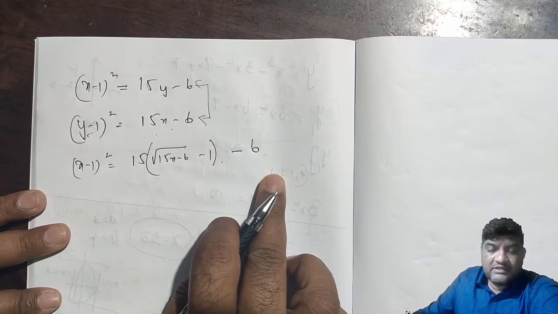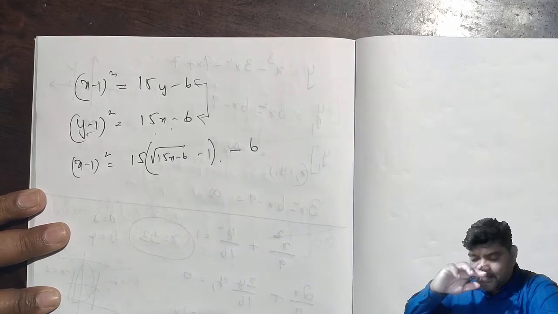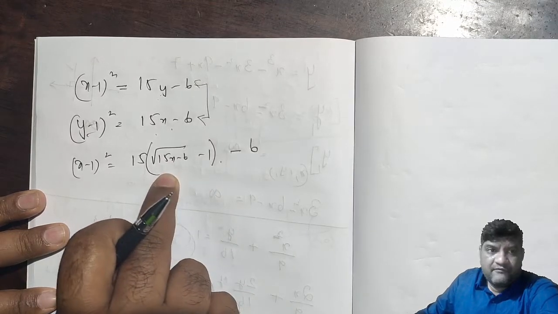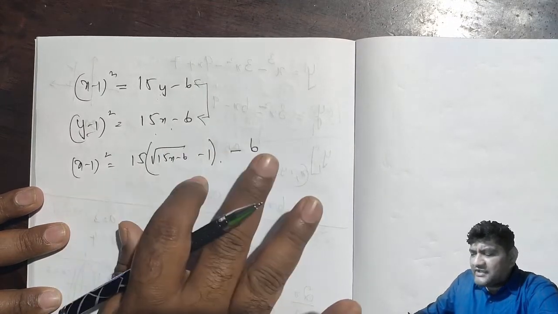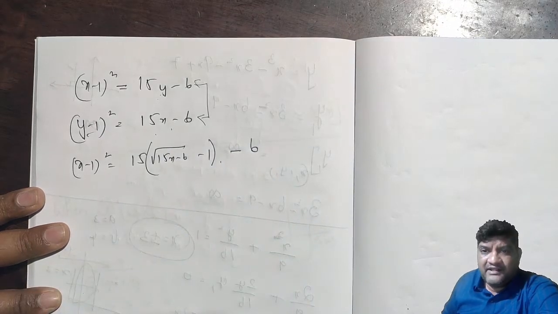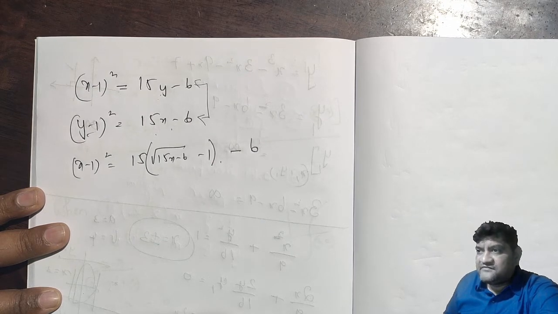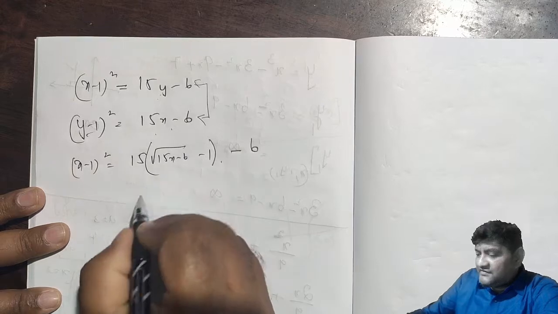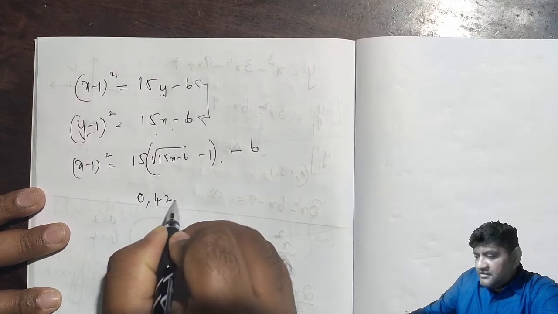Solving this equation is not the subject of interest in this video. The subject of interest is to find the point of intersection, and you are going to get very simple questions. You don't need to break your head on that. In this case, I'm going to take the point of intersection from the graph itself, and the point of intersection from the graph is given to me as 0.422, 0.422. Now that's the point where these two curves intersect.